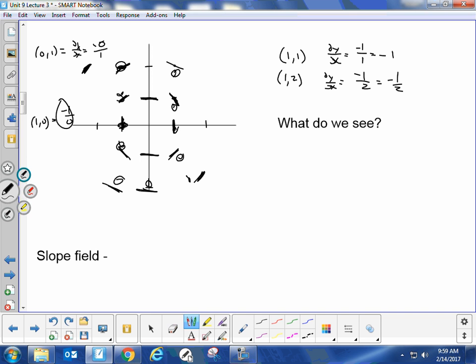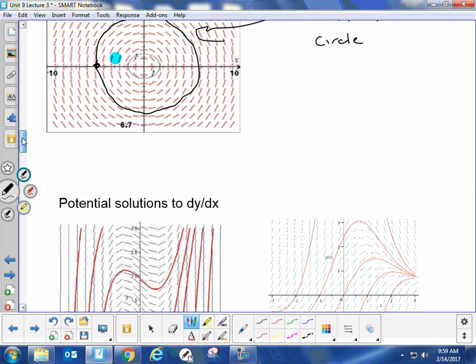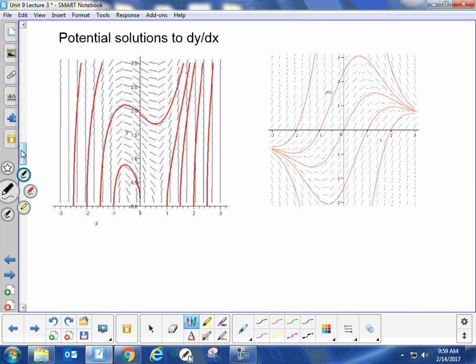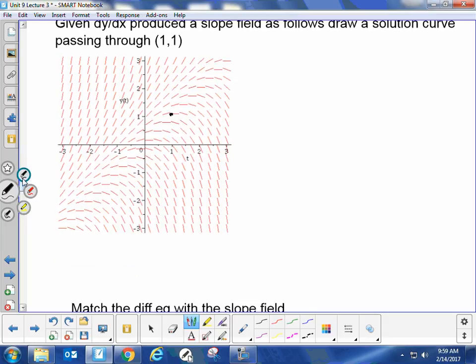Other questions that you will see will deal with graphing potential solutions. So you'll be given the slope field and you'll have to kind of draw the solution, like this.